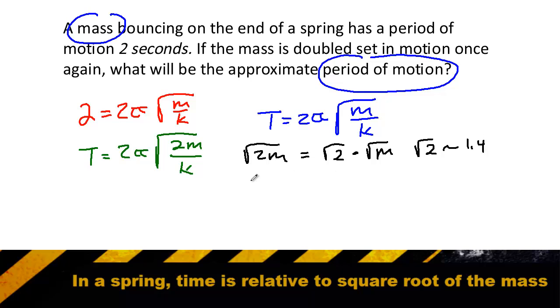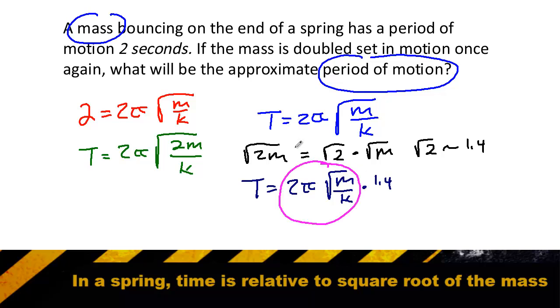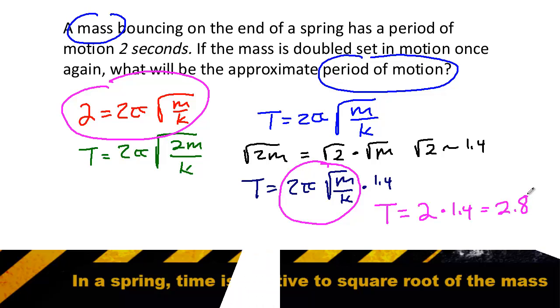Knowing that, we can rewrite our equation as time is equal to 2 pi times the square root of m over k times the square root of 2, or 1.4. And from our earlier equation, we already know what 2 pi times the square root of m over k is. That's equal to 2. So by using simple substitution, we can say that our time is equal to our old time of 2 seconds times 1.4, or 2.8 seconds.